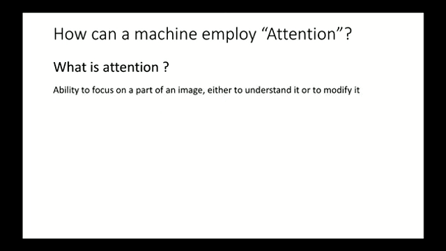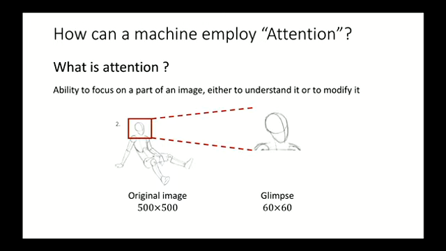Now, we said 3 attributes, correct? The first question would be, how do you employ attention? Now we have to define what is attention. Attention is basically the ability to focus on any one part of the image and then to modify it or understand it better. For example, if I'm given this image, I can pay attention to the face, and that we call a glimpse, and it's 60 cross 60. Obviously this is a smaller image because you're focusing on one small part. So for the machine, it's basically a process of glimpse extraction.